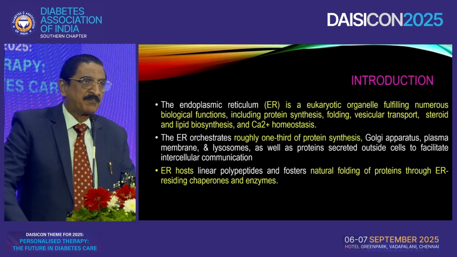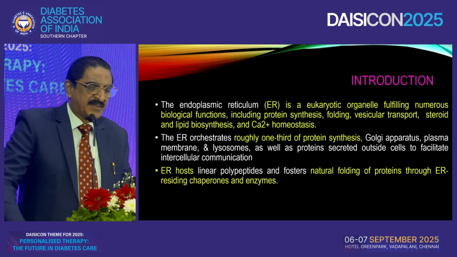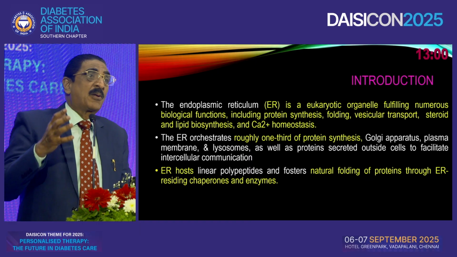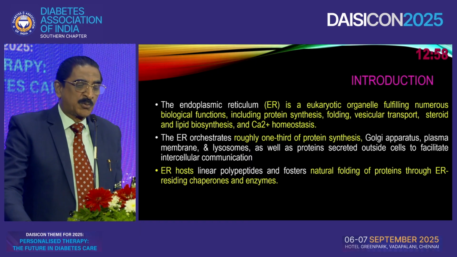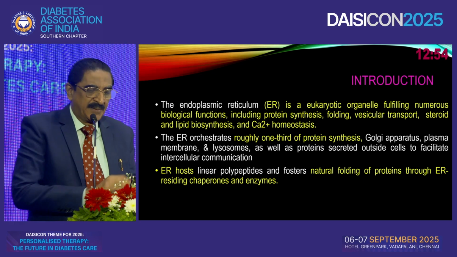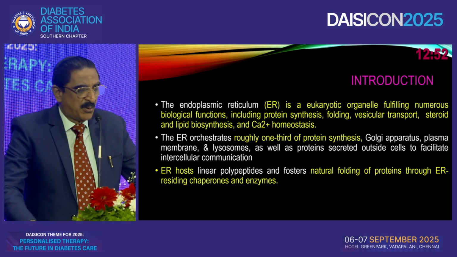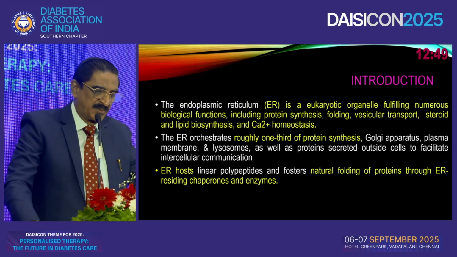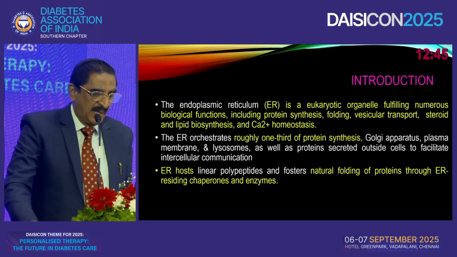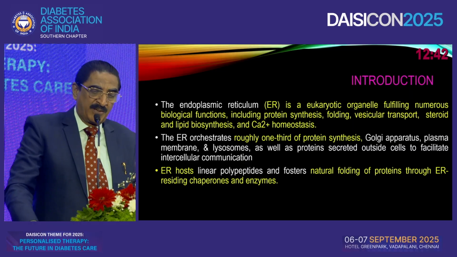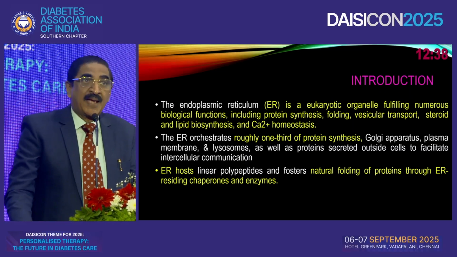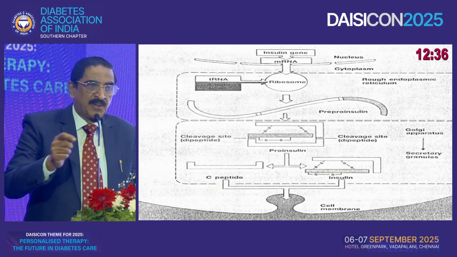So the endoplasmic reticulum is a eukaryotic organelle fulfilling numerous biological functions. That includes protein synthesis and particularly the folding of the protein molecule, a 3D shaped molecule, vesicular transport, and steroid and lipid biosynthesis. It orchestrates roughly 1/3 of protein synthesis, and it hosts native folding of the proteins through ER-residing chaperones and enzymes. These chaperones I will tell you about a little later.